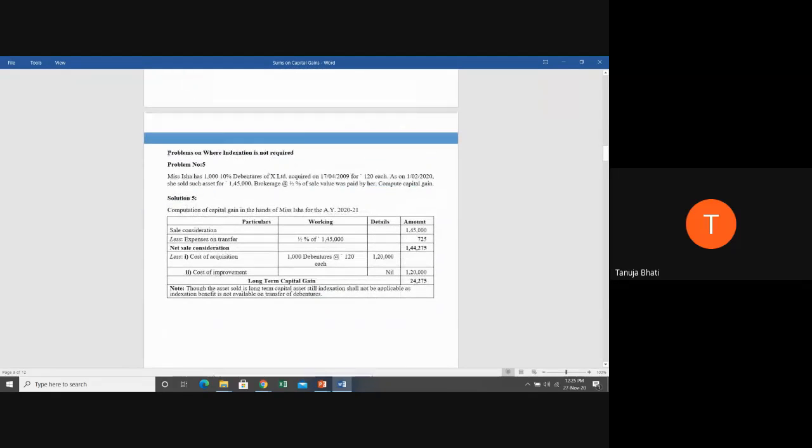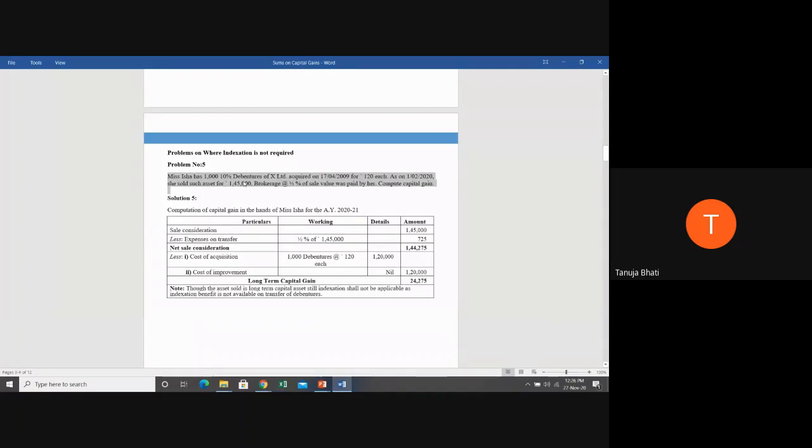Next, let us see problems where indexation is not required. So one more concept we have seen today is that there are certain cases where, though the asset is long term, indexation is not required. So let us see a problem on that. It is a very simple calculation again.